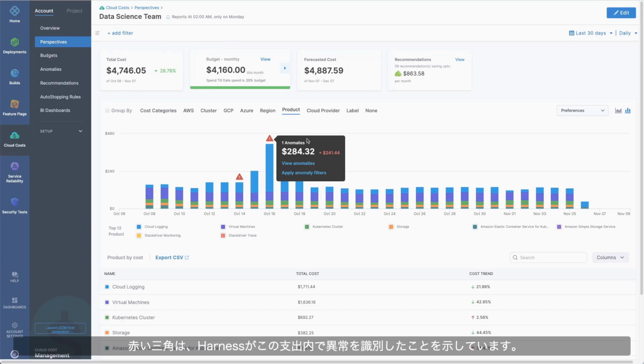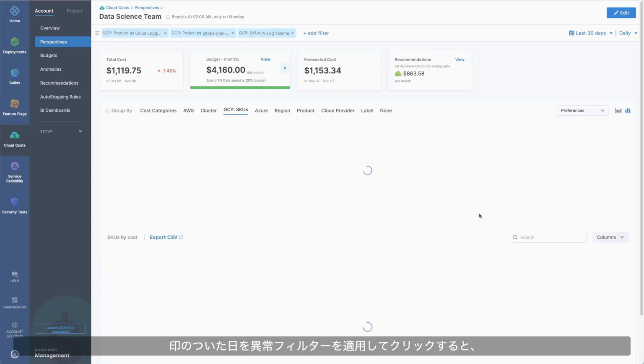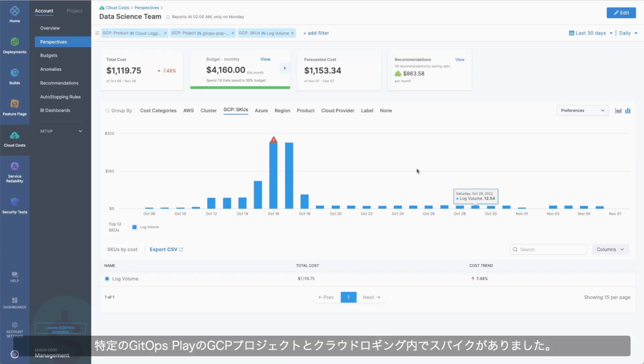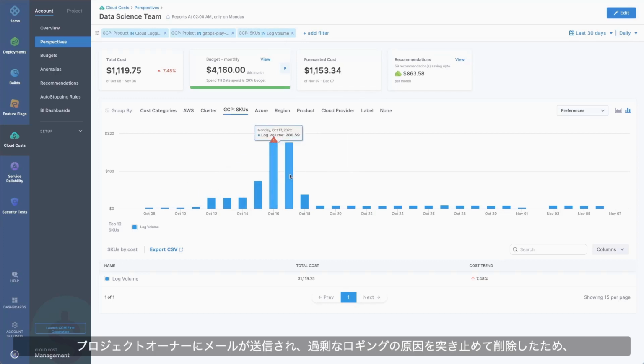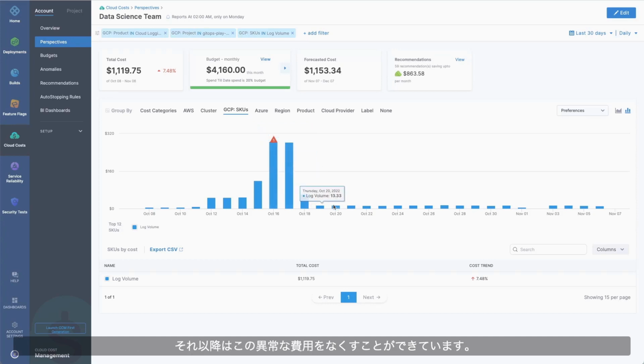Now you may be wondering what the red triangle is. That's an indicator that Harness has identified an anomaly within this spend. For example, if we look at this spike on October the 16th and apply our filters, it's going to tell us that within this particular GitOps Play GCP project and our cloud logging, we've had a spike. This email was actually sent over to the team that owns that project, the data science team. They went ahead and researched this, figured out what was causing this excessive logging, and obviously removed it, thus saving this $280 charge for the remainder of the month.